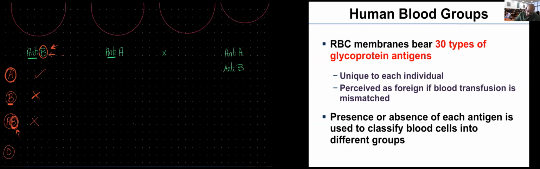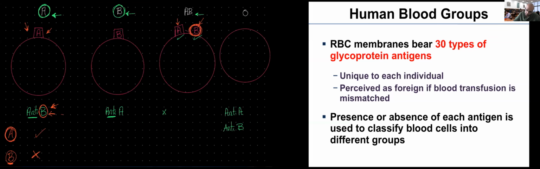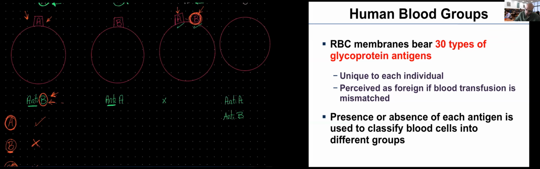How about if I'm blood group type B? Can I receive blood from a blood group type A? What do you think? Yes or no? No. Why? Because antigen A is going to meet anti-A and the cell is going to be destroyed.